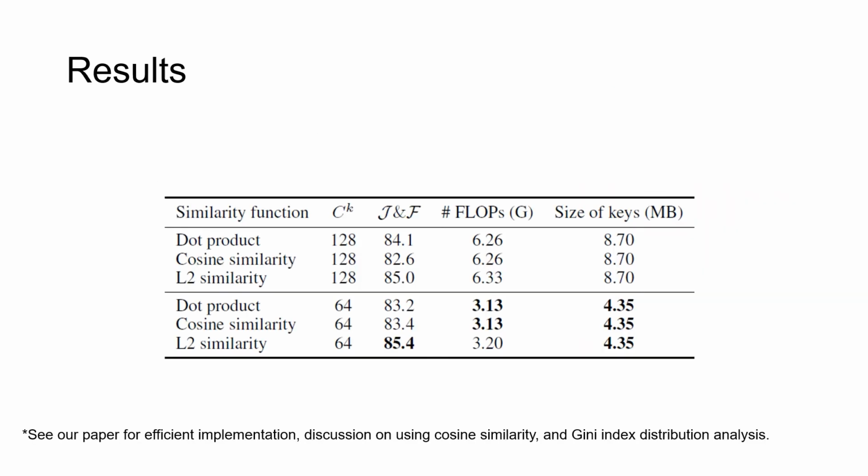Here, we compare the performance of different similarity functions. Interestingly, we can further reduce the dimension of the key space and boost the performance when L2 similarity is used, but not when dot product is used. We think that this is because L2 similarity uses the space more efficiently and does not require as many dimensions. This, of course, makes the algorithm run faster and use less memory.